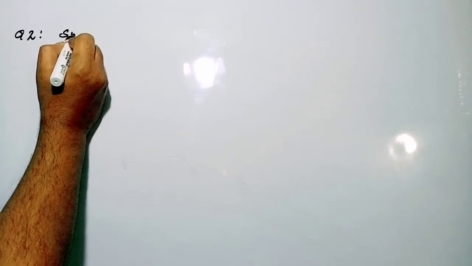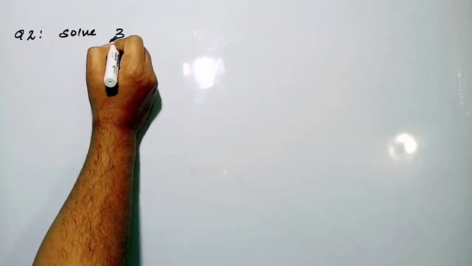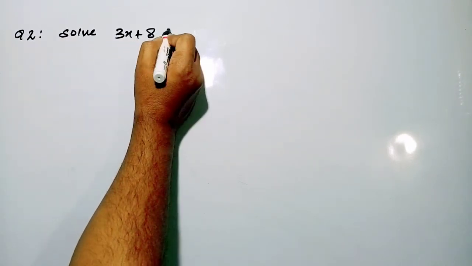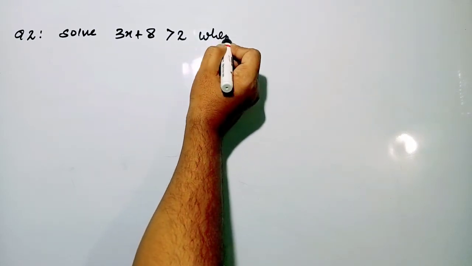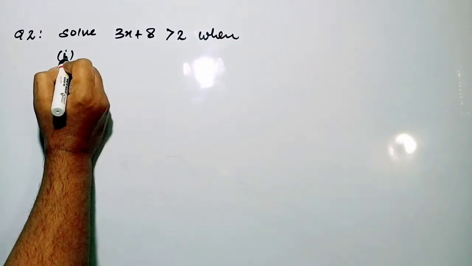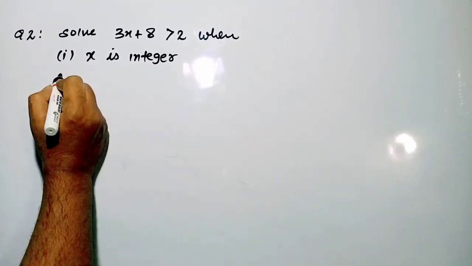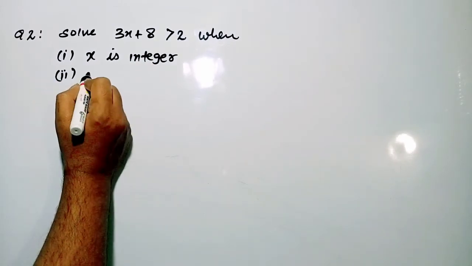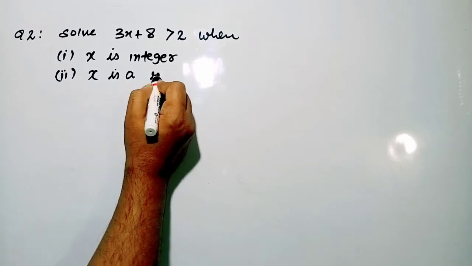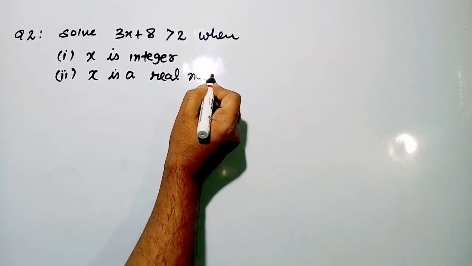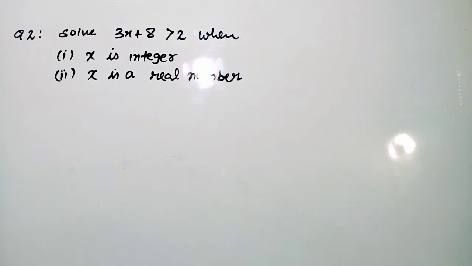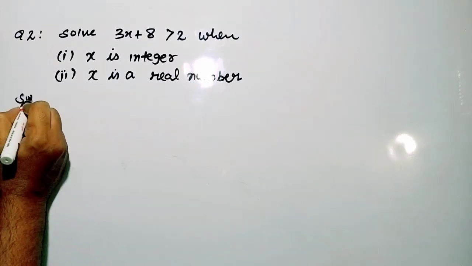Let us see the second one. Here we have to solve 3x plus 8 greater than 2. The solution should be an integer and the second solution should be a real number, right? So let us see the solution.